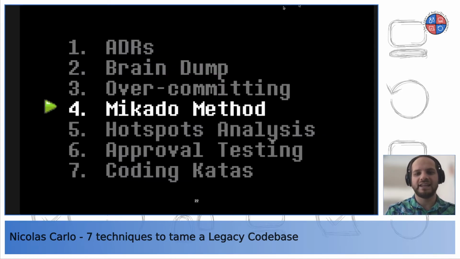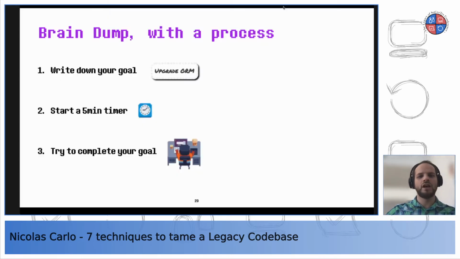The next technique is a bit more involved. So if you felt like the brain dump and overcommitting are more like general advice, common sense, etc., here is the Mikado method, which is the brain dump but with a recipe, with a process. Here is the recipe. First, write down what you will want to achieve. So that could be anything like upgrade the ORM, upgrade the dependency, refactor something, put some code into test, whatever. It can be your acceptance criteria, for example.